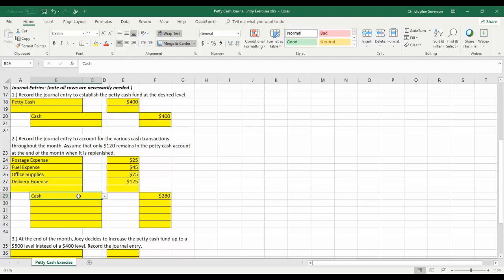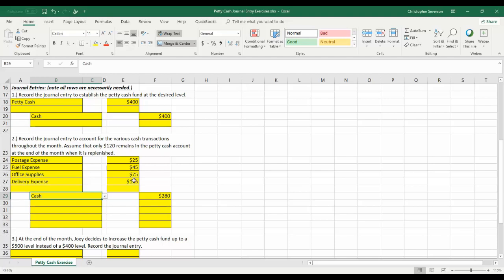Now notice we didn't debit petty cash. We don't do anything with the actual petty cash account in this journal entry. Instead, the debits went to the various expenses, or the asset in some cases. Now we needed $280 to bring us back up to a $400 level. That's the important part here.